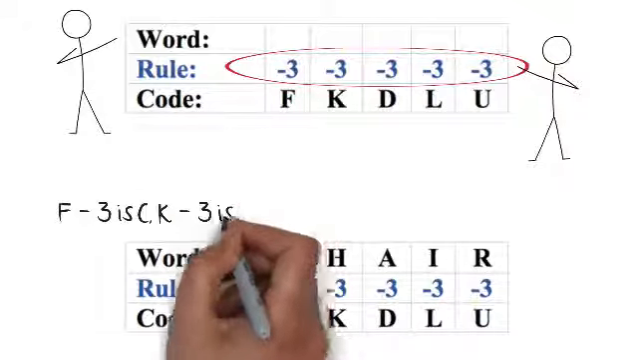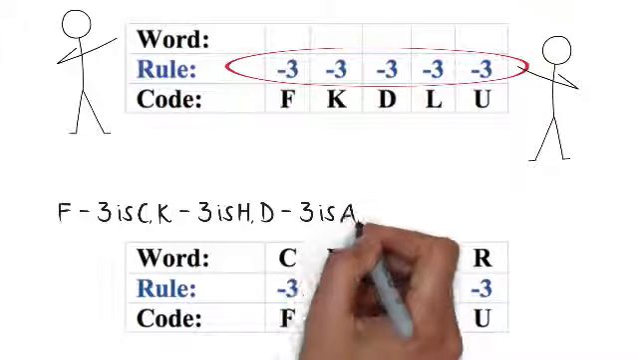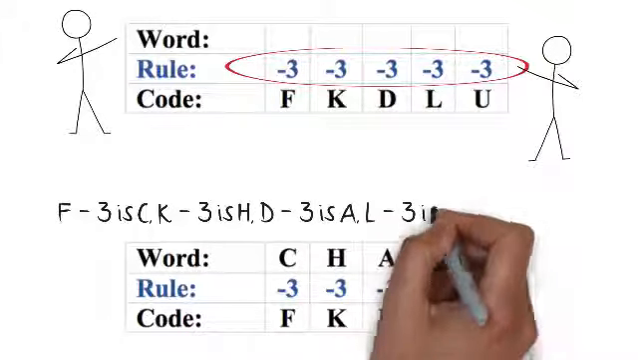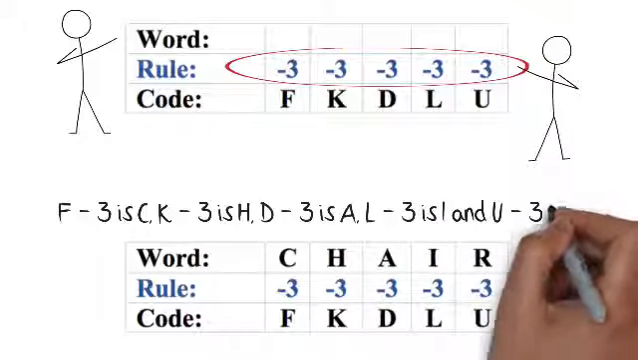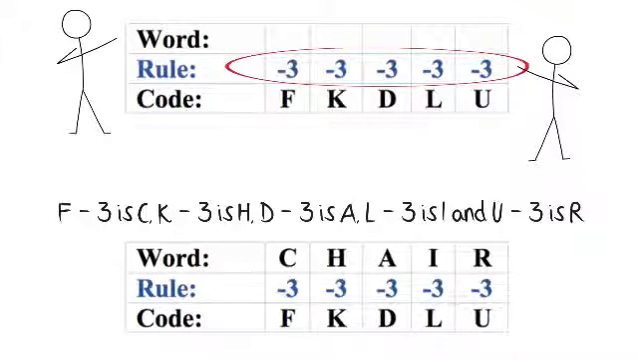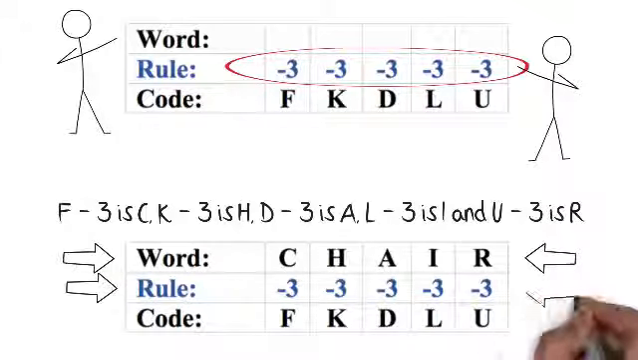Now all you need to do is use the rules to turn the code into a word. So F-3 is C, K-3 is H, D-3 is A, L-3 is I, and U-3 is R. Write the letters above the code and the rule, and you'll have the word. Word: CHAIR. Rule -3. Code: FKDLU.